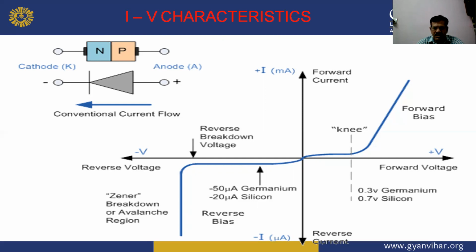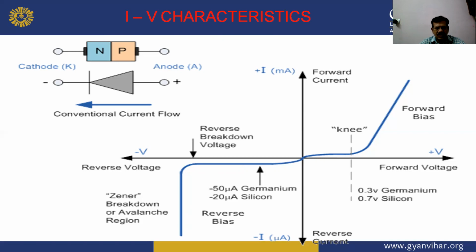Now, in the reverse bias graph, we see that if we increase the reverse voltage, there is no increase of reverse current; the current remains constant. But at the reverse breakdown voltage, the reverse current suddenly and rapidly increases. This phenomenon is called Zener breakdown or avalanche breakdown.